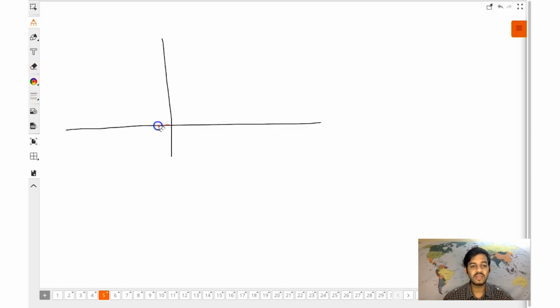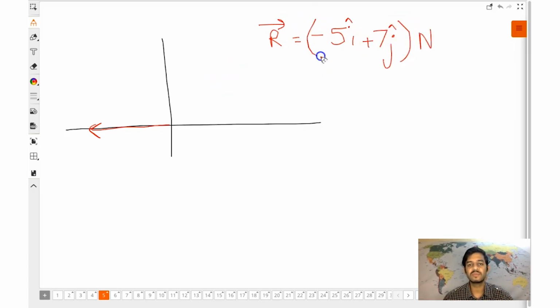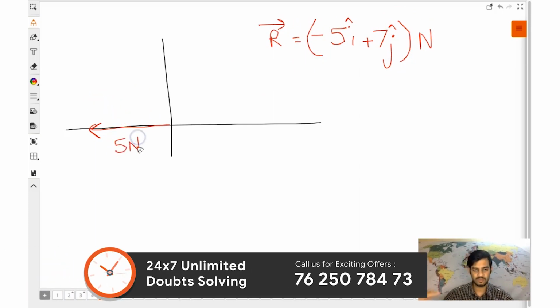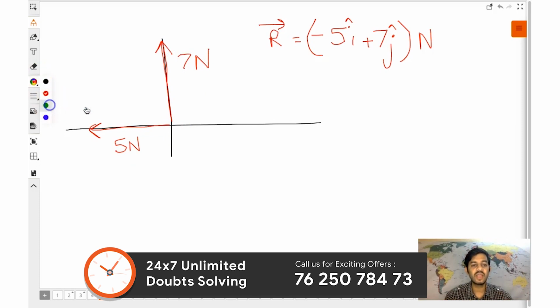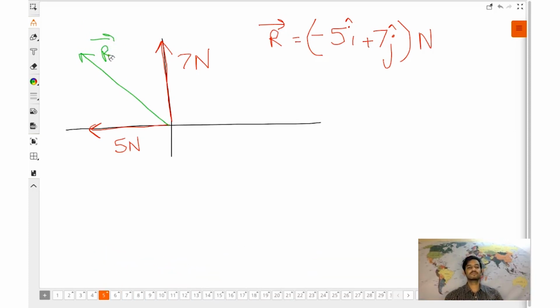Final r vector, see, r vector was coming out to be minus 5 i cap plus 7 j cap newtons. So 5 units along the negative x-axis, 7 units along the positive y-axis, and their resultant would be something like this. Chamak raha hai, guys? Okay, this angle, if you want to find it, how can you find it? Guys, very easy. Tan theta would simply be equal to 7 by 5.